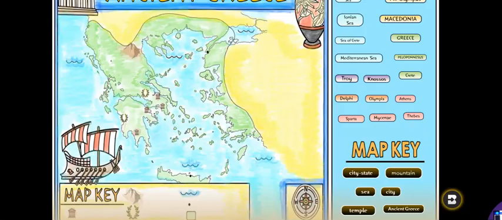Okay. So remember, with a map, there are certain things that every map needs to have. So the first thing that every map needs to have is a title. So if we look at our blank map, does it already have a title on it? Yes or no? Yeah, what title does it have? Ancient Greece.